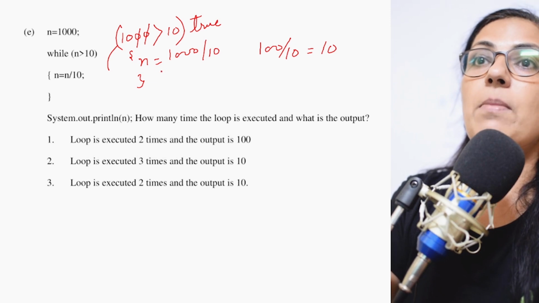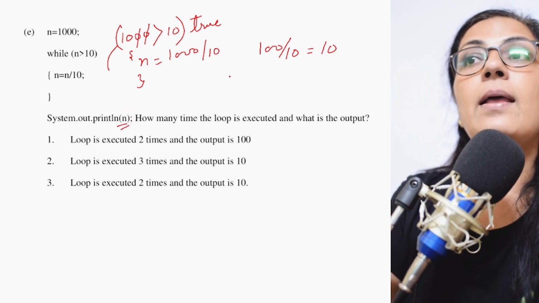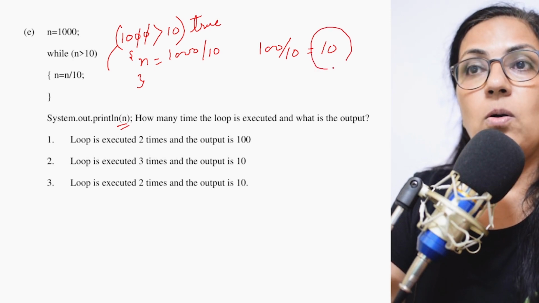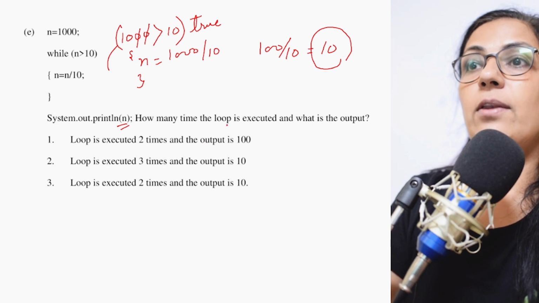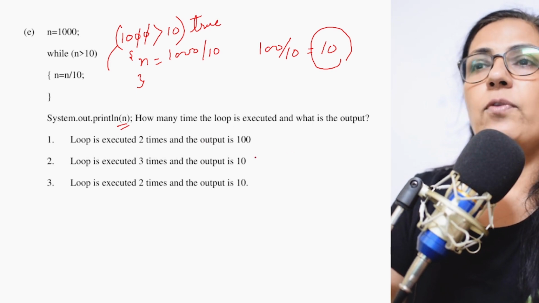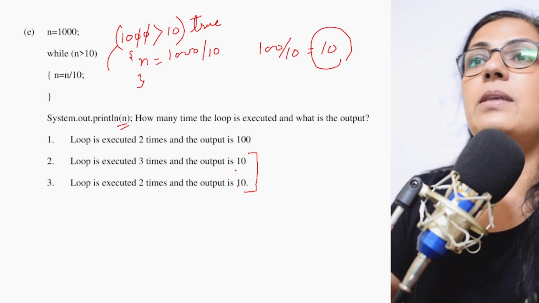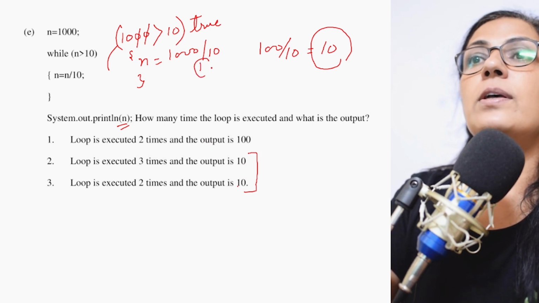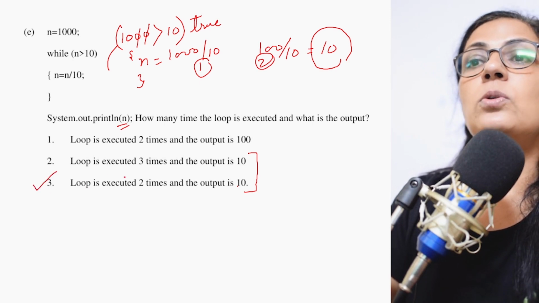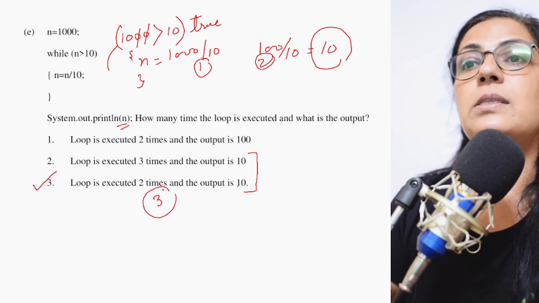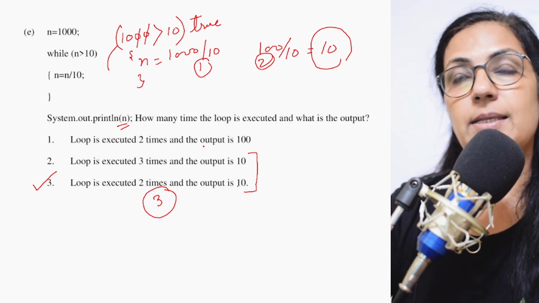So it will come out of the loop, and what value will it print of n? The value of n is now 10. So the output of n will be 10. So we have these two options left where the output is 10, and how many times is it executed? First time and second time. So the loop is executed 2 times and the output is 10. So we have got option 3 as the correct answer.